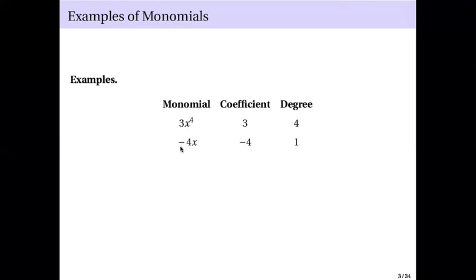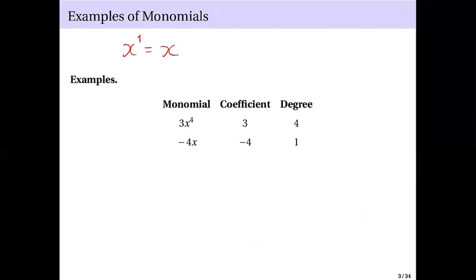Another one, you have negative 4 times x. Here the coefficient is negative 4. The degree of this monomial is 1. Even if you don't see the 1 there, as I already mentioned, if you have x to the power 1, you can simply write it as x. So if you don't see the exponent, it means the exponent is actually 1.